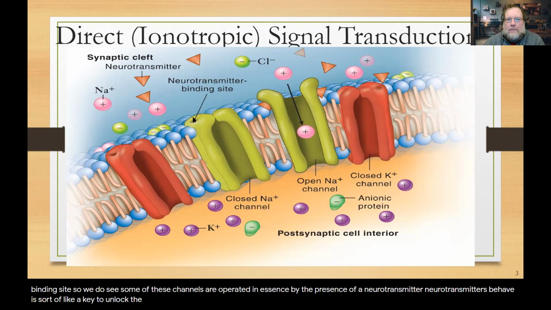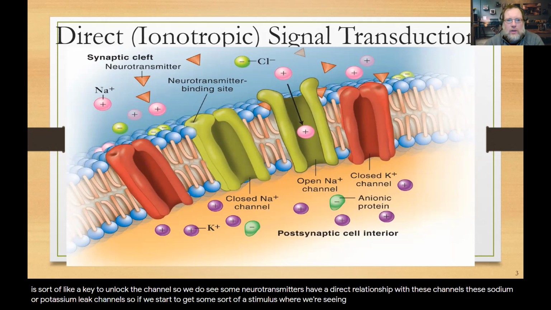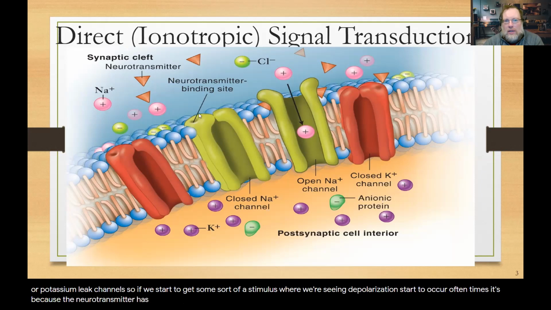So we do see some neurotransmitters have a direct relationship with these channels, these sodium or potassium leak channels. So if we start to get some sort of a stimulus where we're seeing depolarization start to occur, oftentimes it's because the neurotransmitter has plugged in to the sodium leak channels and enabled more sodium to start rushing in to the cell. So anyway, neurotransmitters.